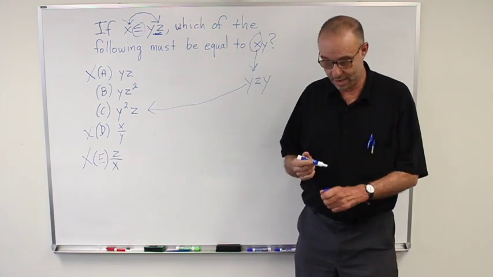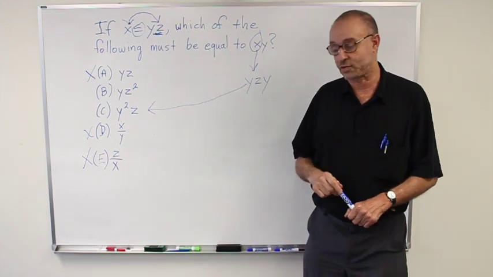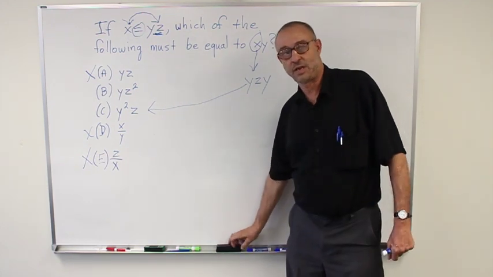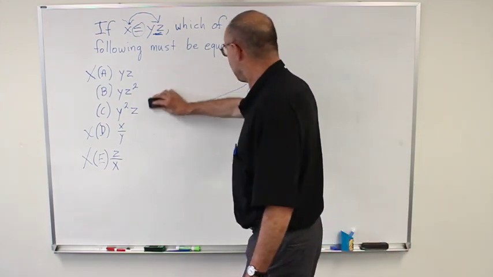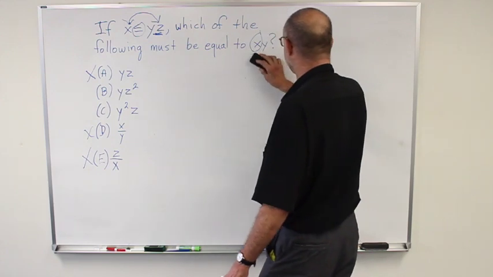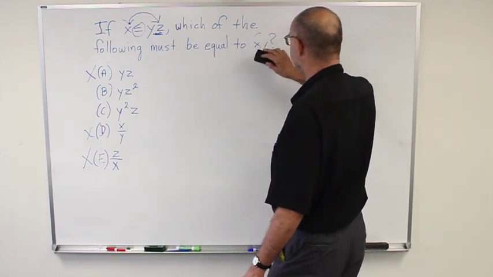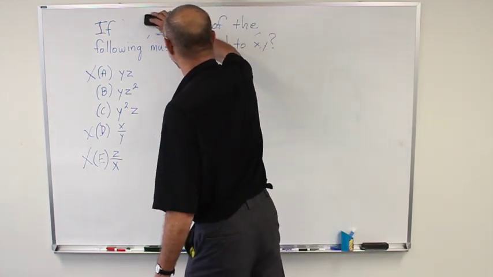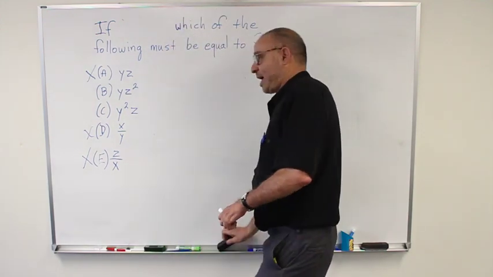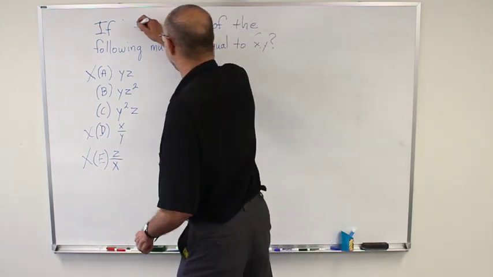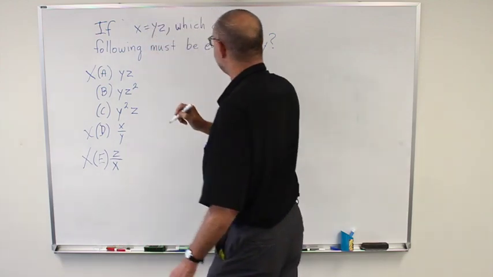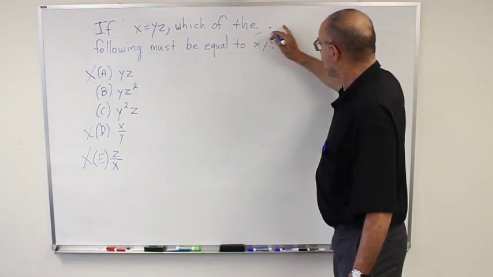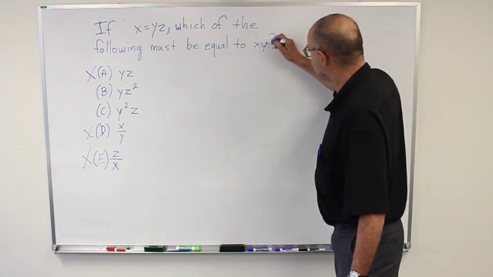So the first method is to substitute. Substitute the value of x into the question, and it yields you answer C. Another method, which is popular to use on the SAT, is to create, or to manufacture, what is wanted. What is wanted here is xy.